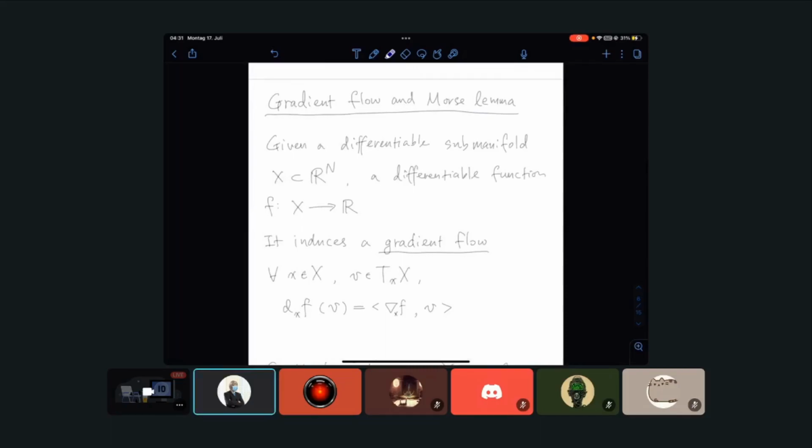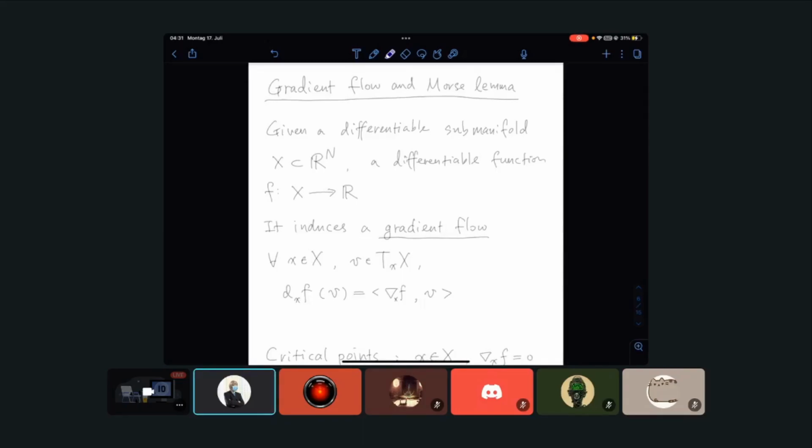Okay, so now the interesting thing about Morse theory is that it connects all those previous topology stuff with gradient flow. All right, so now given a differentiable manifold, I mean, if you don't know what a differentiable manifold is, it's okay, because it's just a space. This whole talk is not going to be rigorous. But when I give you a theorem, I want to give it as precisely as possible. So given a differentiable submanifold X that sits inside a Euclidean space R^n, a differentiable function f maps X to the real numbers R. So it induces a gradient flow.